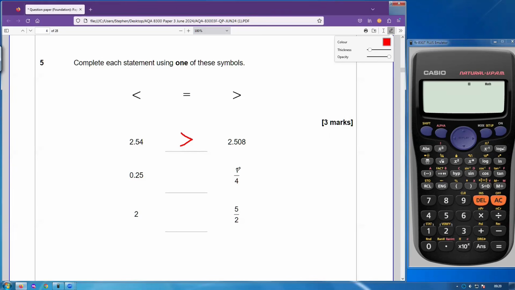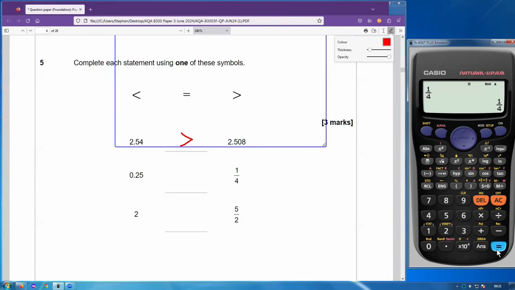0.25 is the same as a quarter. Now, if you didn't know that, you can use the calculator, and we just do this. And then we SD it here. And we get 0.25. So we can see they're the same. So we say equals.